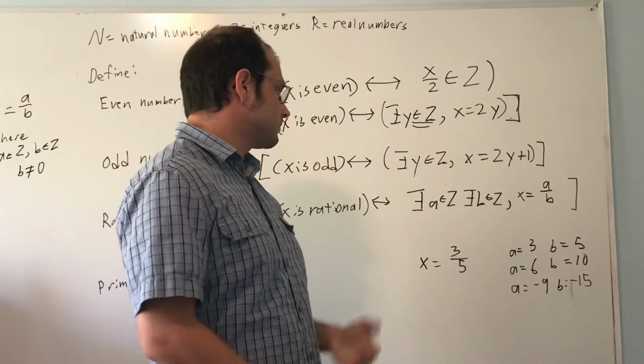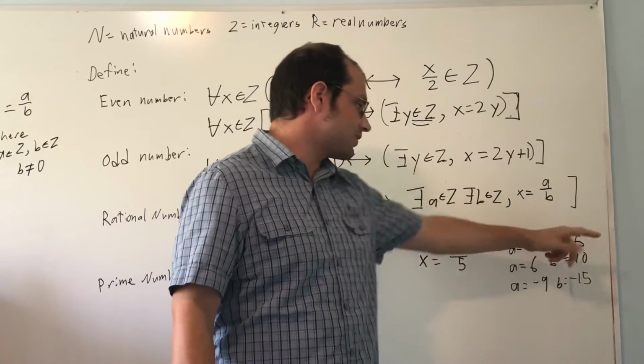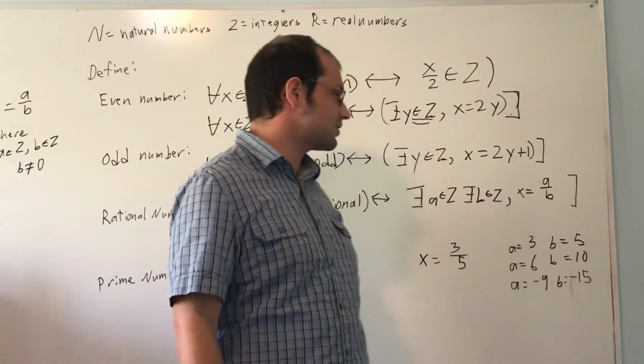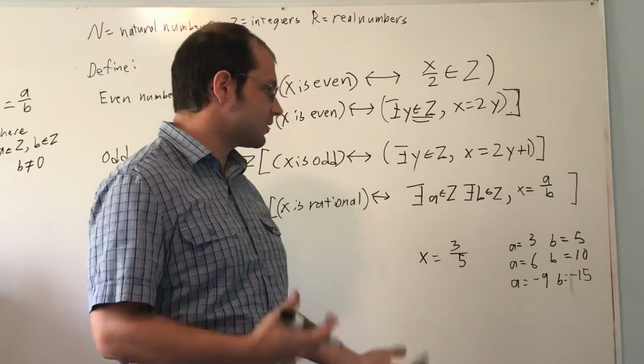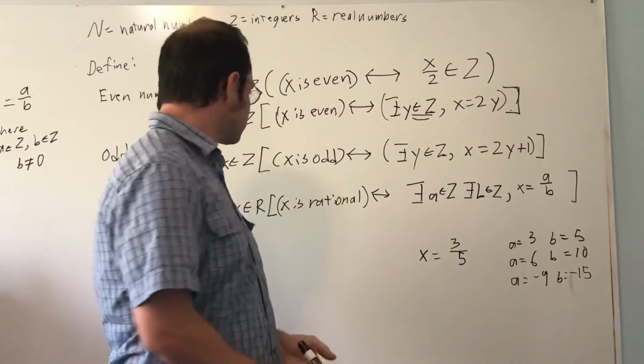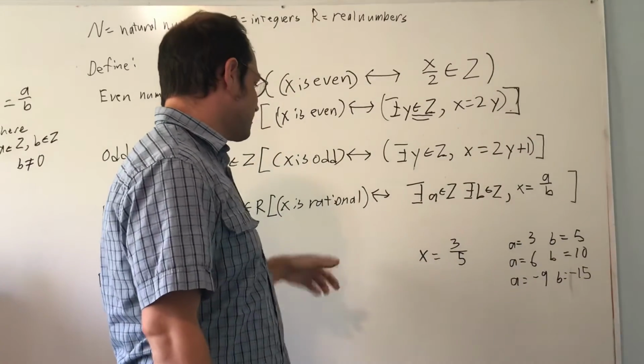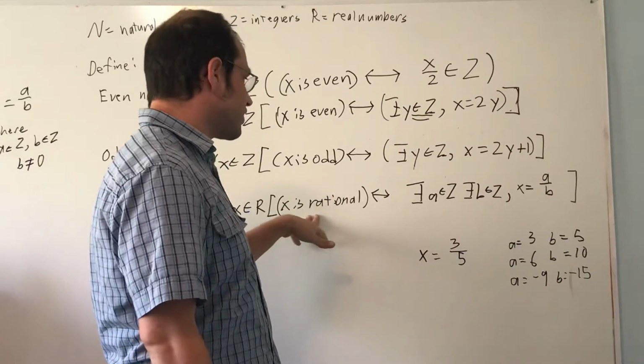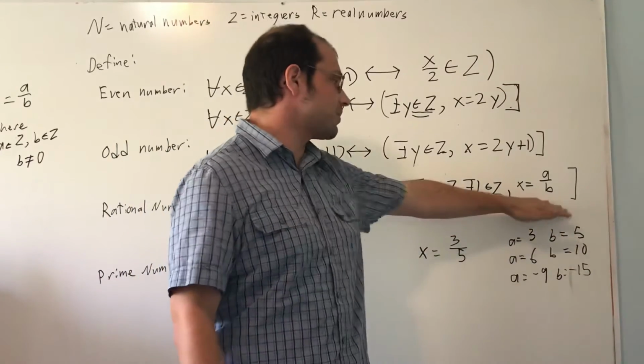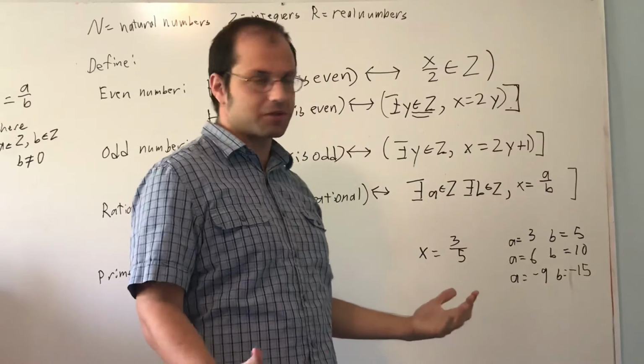And so it could be that A is 3 and B is 5, or that A is 6 and B is 10. The choices don't necessarily have to be unique. All right? And so if X is rational, it just says that some such combination exists.